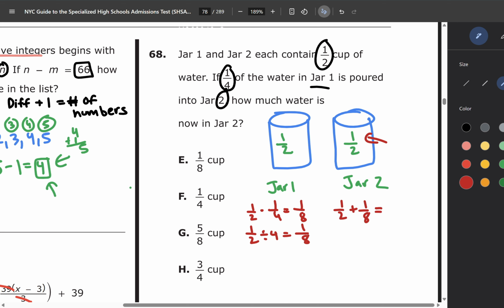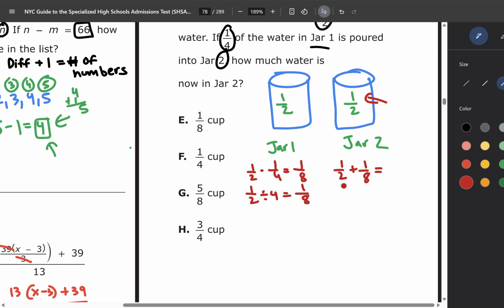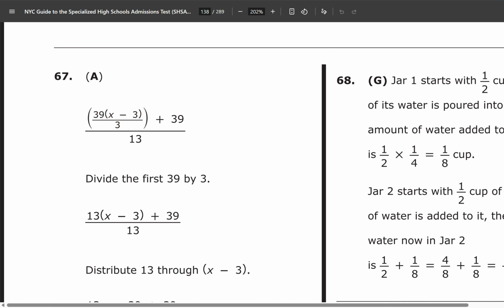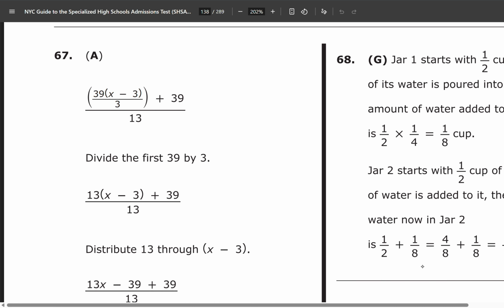And as you know, when we add fractions, we have to make sure they have the same denominator. So we're going to turn this into 4 over 8 plus 1 over 8, which is equal to 5 over 8. And just like that, we have the amount of water in jar 2. We can check our answer once again right here. We got answer choice G.